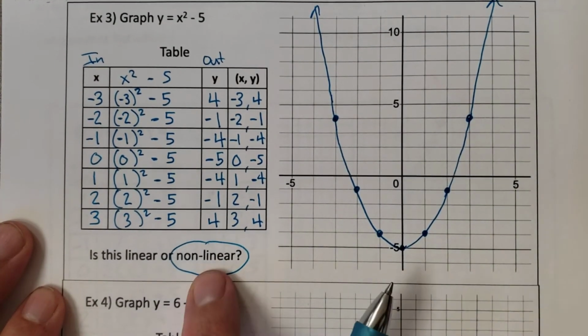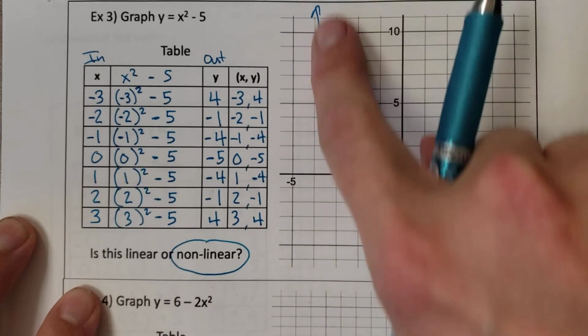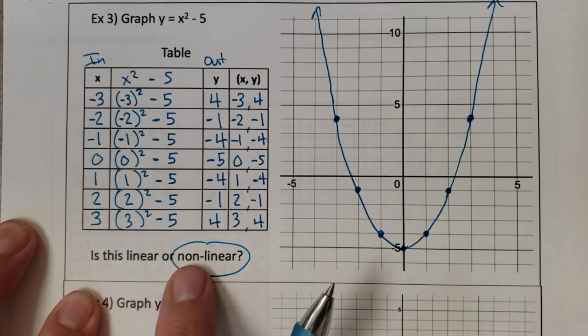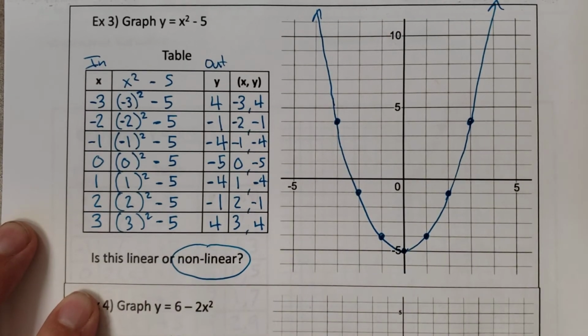All right, so like we said, this is nonlinear. Why is it nonlinear? Because it's curved. It's not a straight line. If you're linear, you make a straight line. If you're not linear, then you do not make a straight line.